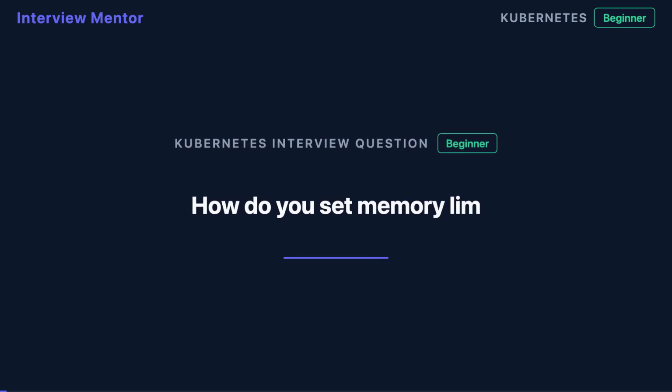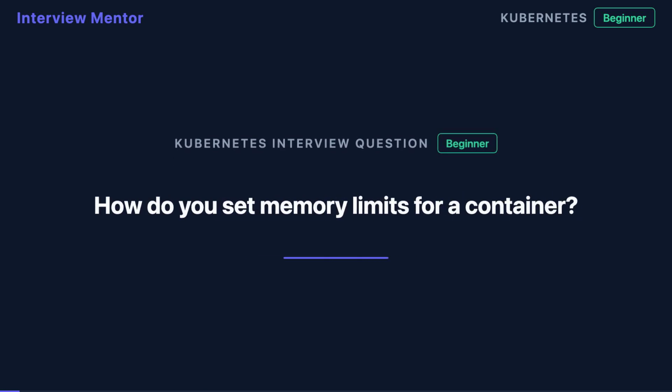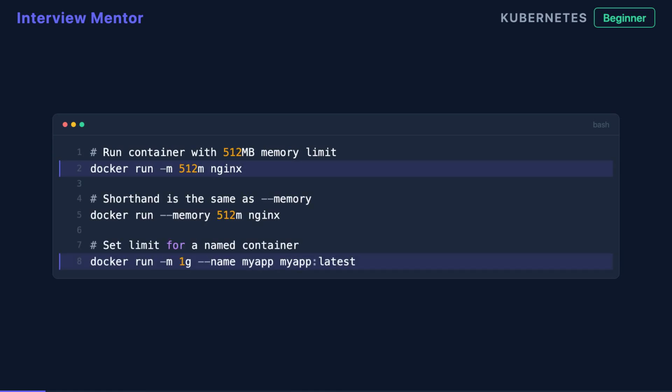The number one cause of production container crashes: memory exhaustion. Let's fix that. In Docker, you set memory limits with the --memory flag or its shorthand -m. Pass it to docker run before your image name. For example, docker run -m 512m limits a Linux container to 512 megabytes of RAM. This is the most common way to control container memory in development and production.